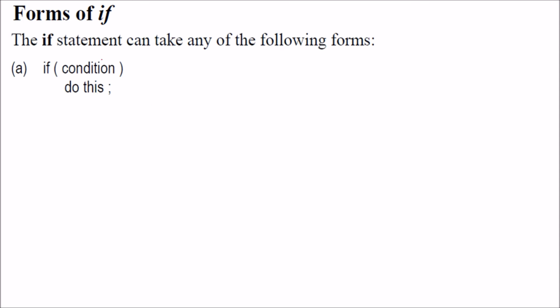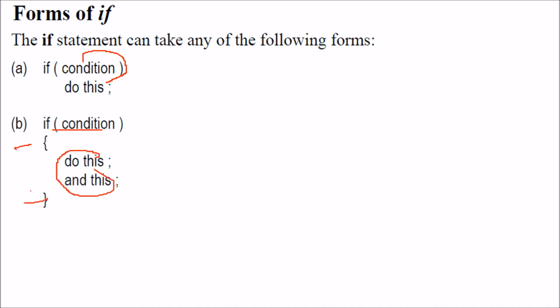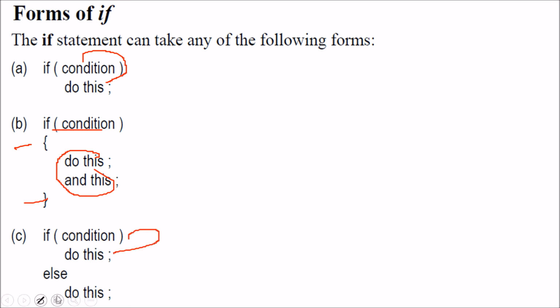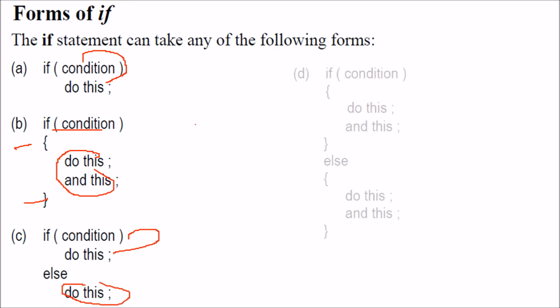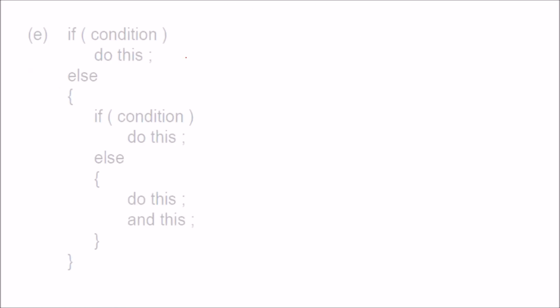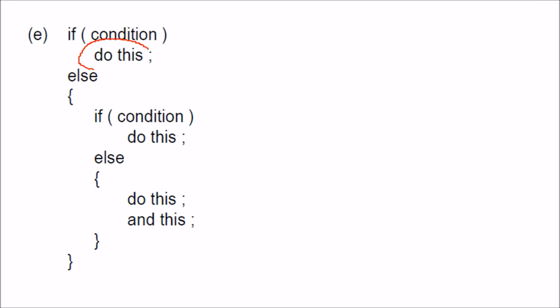Forms of if. There are certain forms of if. The if statement does not take only one form, it has multiple forms. Like if condition, just put one line. If the condition is true and you want multiple lines, put them inside the braces. If the condition is true, then you do this. Otherwise, the condition is false, then you write it below else. If the condition is true, you do this, else you do this. You can have multiple lines below if, and multiple lines below your else. If the condition is true, you do this, something you have to do, one line if you want to write.